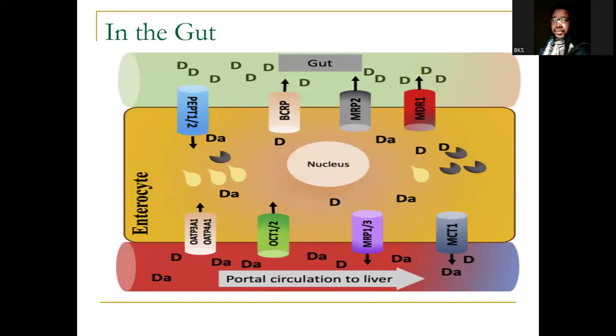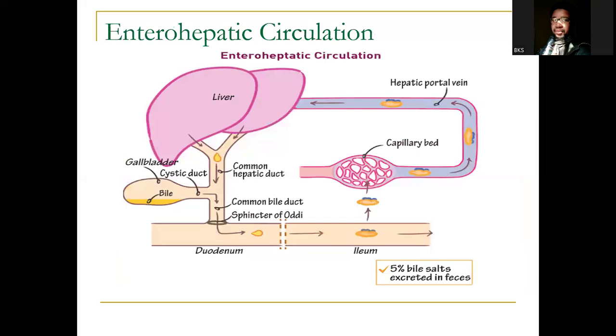So depending on the condition, if the condition favors it, you can even have some of them that are taken into the portal circulation go back to the enterocyte. And from the enterocyte, they can be metabolized and also taken out into the intestine, the gut. And it can probably be excreted, or it can come through this enterohepatic circulation. Remember, we talked about how some of these xenobiotics, after being converted in the liver, can be taken out through the bile duct into the gut.